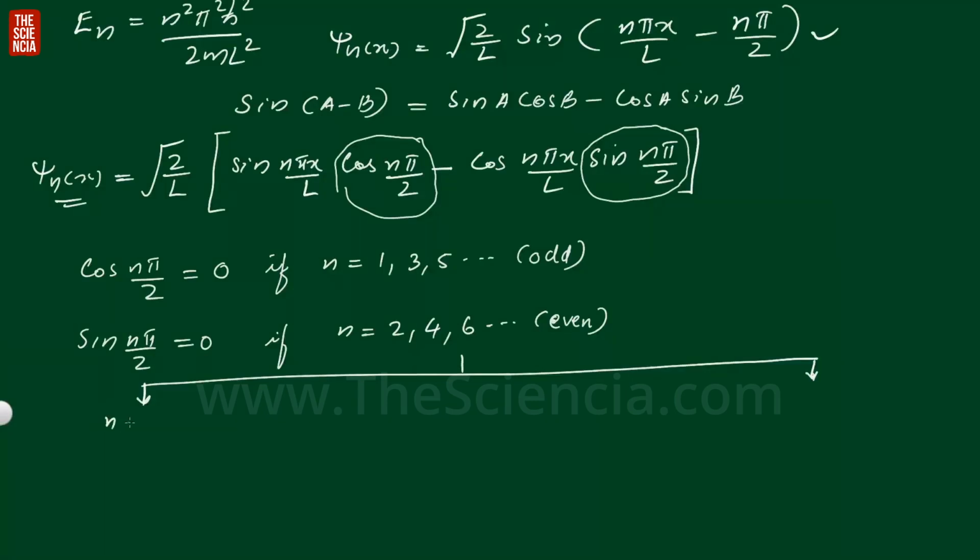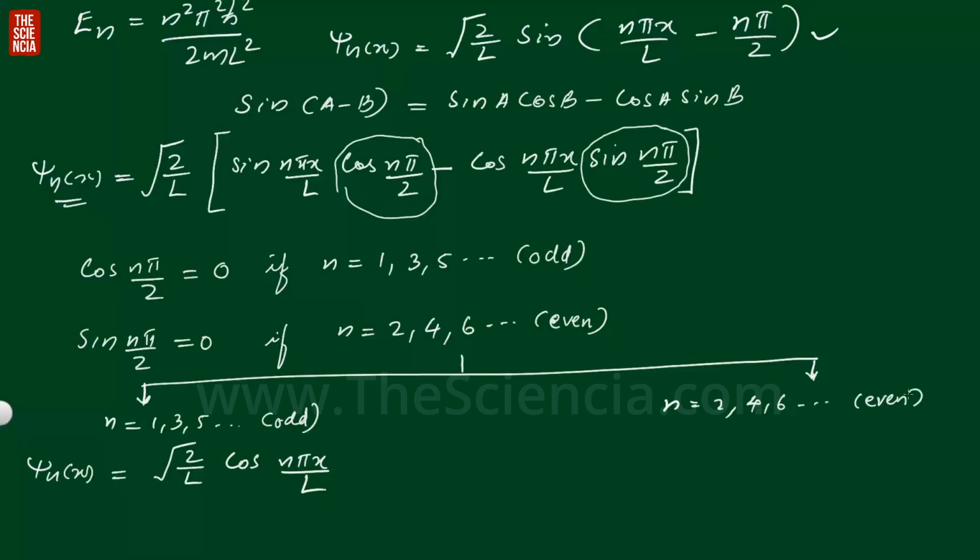If the n value is 1, 3, 5, etc., that is odd values, then we get psi n of x is equal to root 2 by L cos n pi x by L. And if the n value is equal to 2, 4, 6, etc., that is even values, then we get the wave function psi n of x is equal to root 2 by L sin n pi x by L.